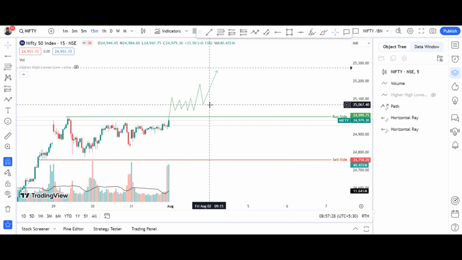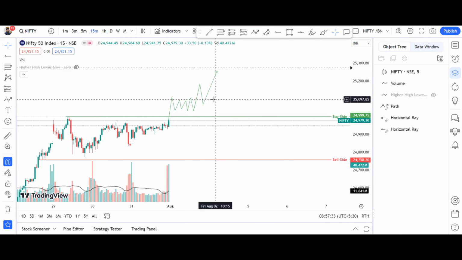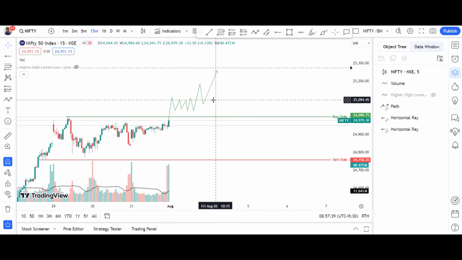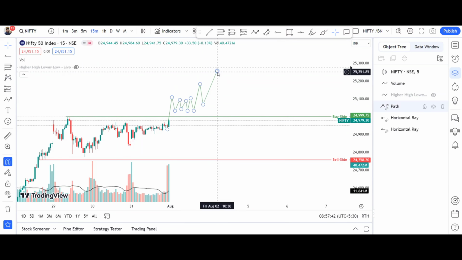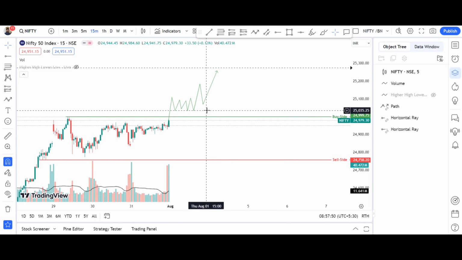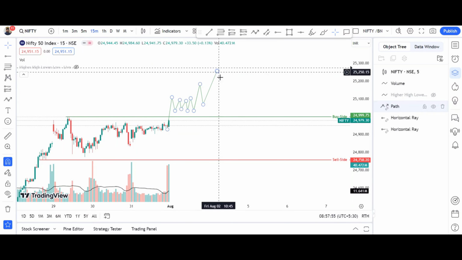If it retraces back to the 0.5 level and I get a gap here, I will take a trade with my 50% quantity. And if the market retraces back to the 0.6 or 0.7, the golden zone, and I get a gap, I will go for the full quantity. This is my second trade.